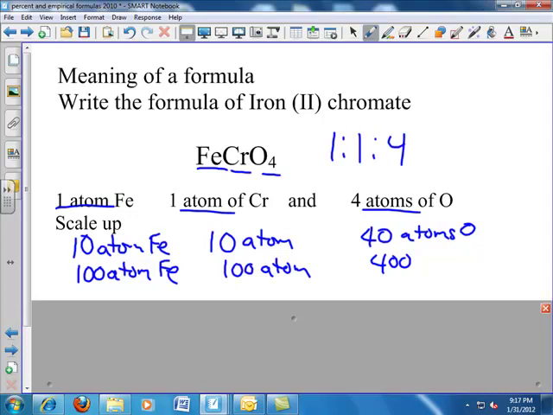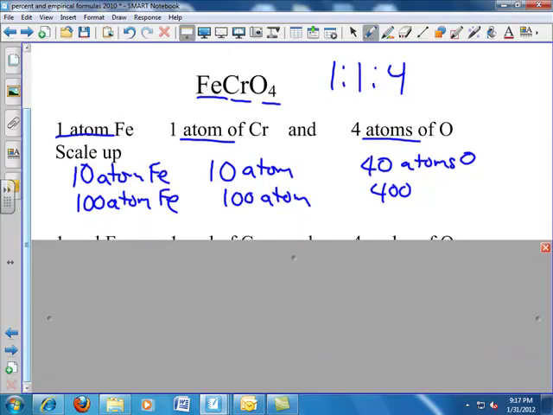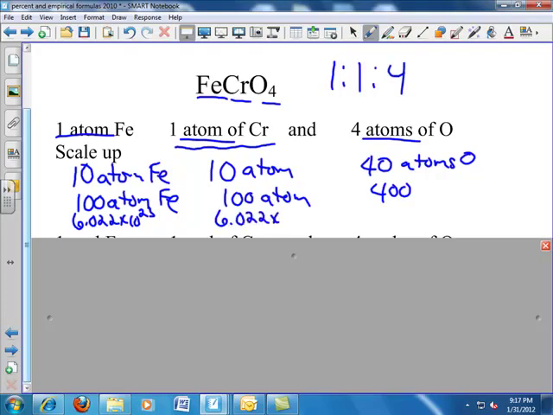Well, what if I got all wild and crazy and scaled this up to 6.022 times 10 to the 23rd atoms of iron? In a 1 to 1 ratio, how many atoms of chromium would I need? The same amount, 6.022 times 10 to the 23rd. And how many atoms of oxygen? I don't really feel like doing the math, but I would need 4 times 6.022 times 10 to the 23rd. So I need 4 times that amount.